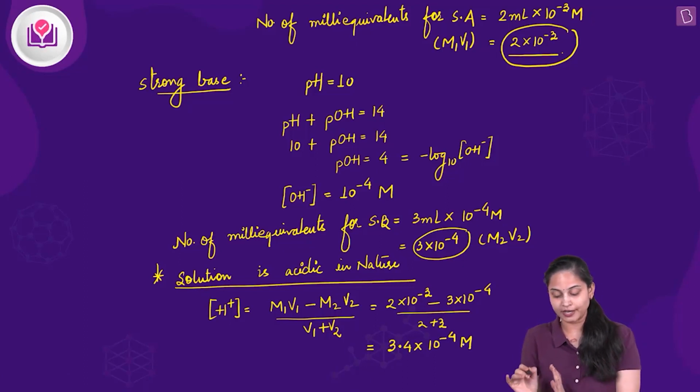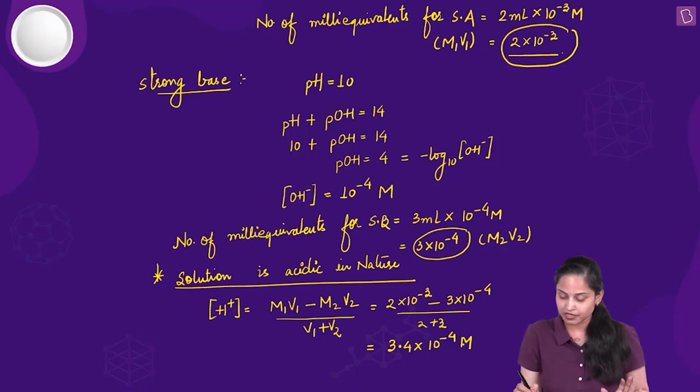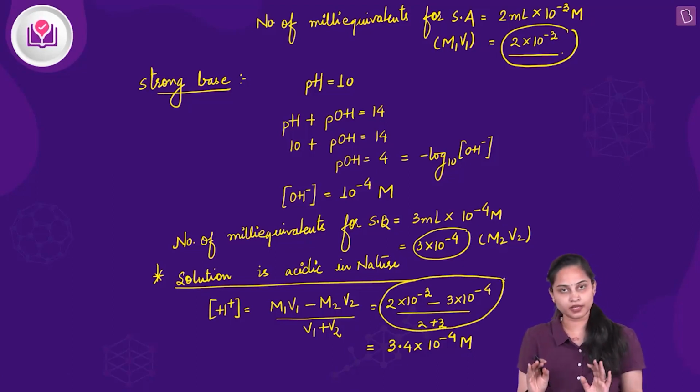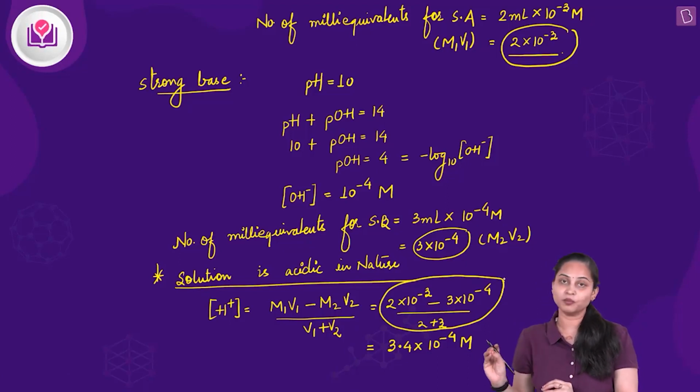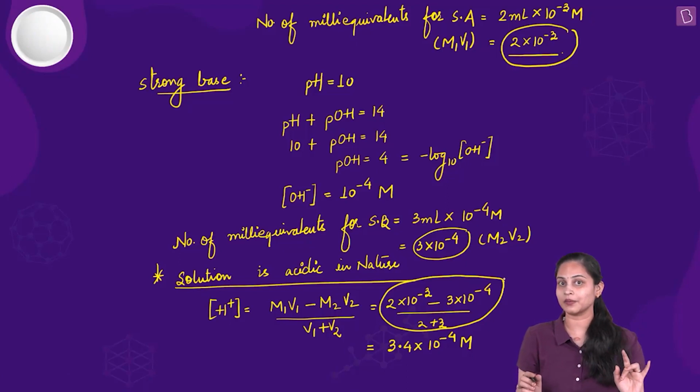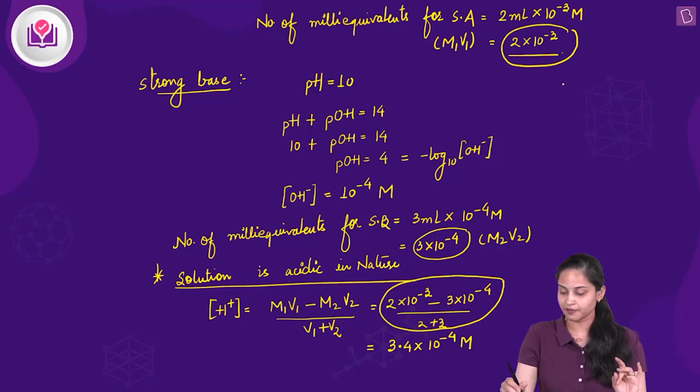So this is the hydrogen ion concentration. It is a very simple expression to solve, just solve it and you will get the result as 3.4 into 10 raised to power minus 4 molar. This is the hydrogen ion concentration. But we need to calculate the pH value also. So let's calculate the pH value.